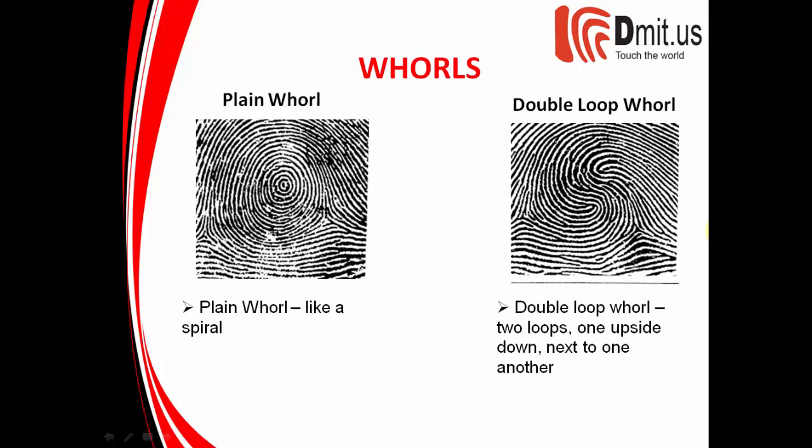Now, whorls can be what's called a plain whorl, like a spiral, and that's the one that is depicted right over here. And then there's what's called the double loop. And if this is not in your packet, you need to add this one in.